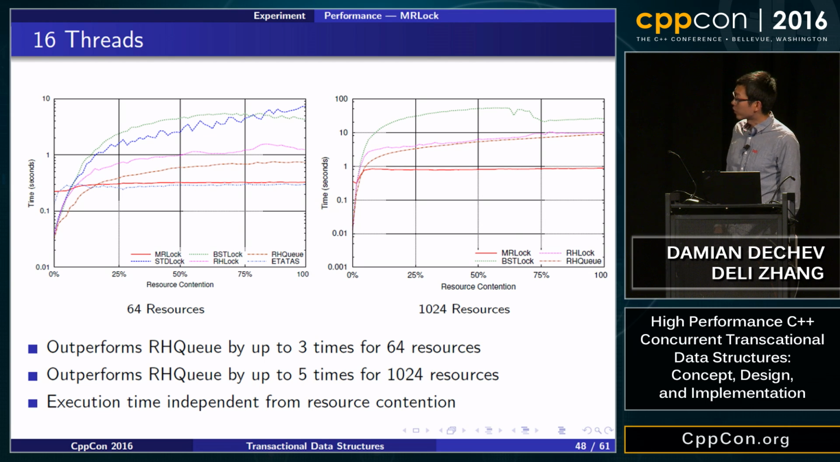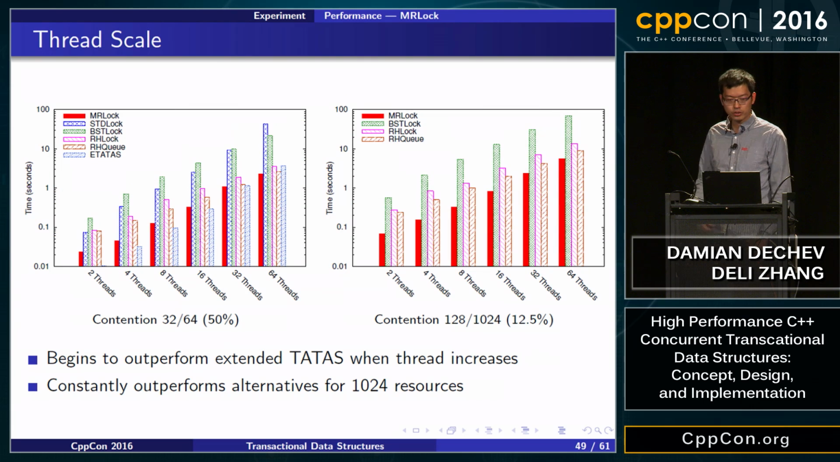One thing to note is that when the resource contention level is very low, the locking protocols actually have a huge advantage, because batch locking has a fixed startup overhead. And here we show how the execution time scales with the increasing number of threads.